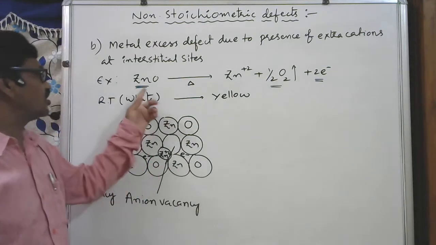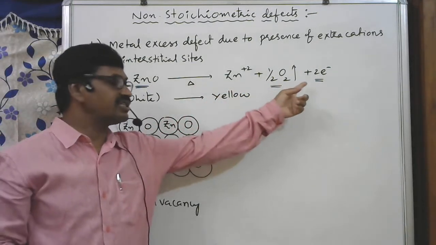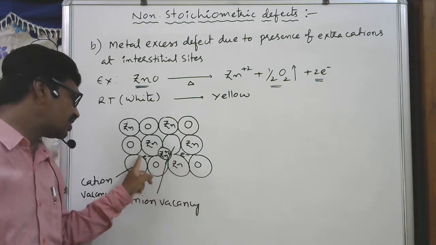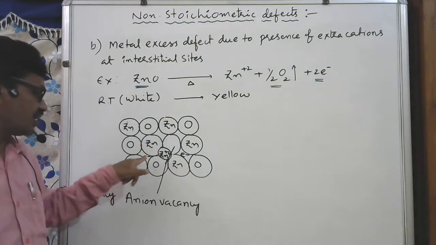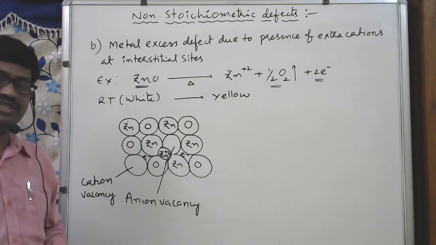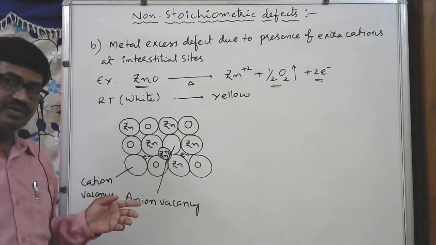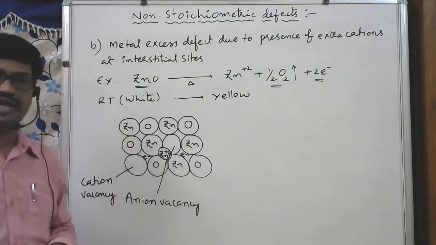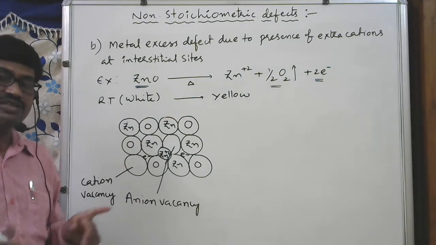Those electrons are due to this reaction. See, zinc oxide when heated gives zinc plus 2, oxygen gas and 2 electrons. These 2 electrons are entrapped here in the interstitial sites. And zinc plus 2 is also dislocated from its original site and entrapped into an interstitial site. So these electrons now occupy the interstitial sites adjacent to that of the zinc plus 2 ion, so that it maintains electrical neutrality.